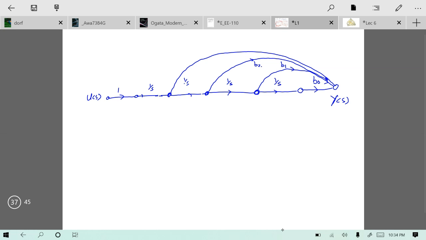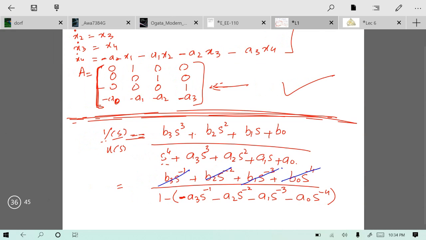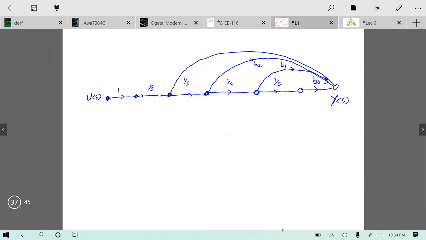Now there is another path starting from this node to this node to this node, 1 over s, to this node, 1 over s, 1 over s is minus 2, and then this b2. So this path has gain b2 s minus 2. Similarly, there is a final path to the output, which is b3 s inverse. So if this is b3, then this path starting from this node and then taking exit from here and landing directly at y of s, this path has gain b3 s inverse. So we have addressed all our numerator terms.